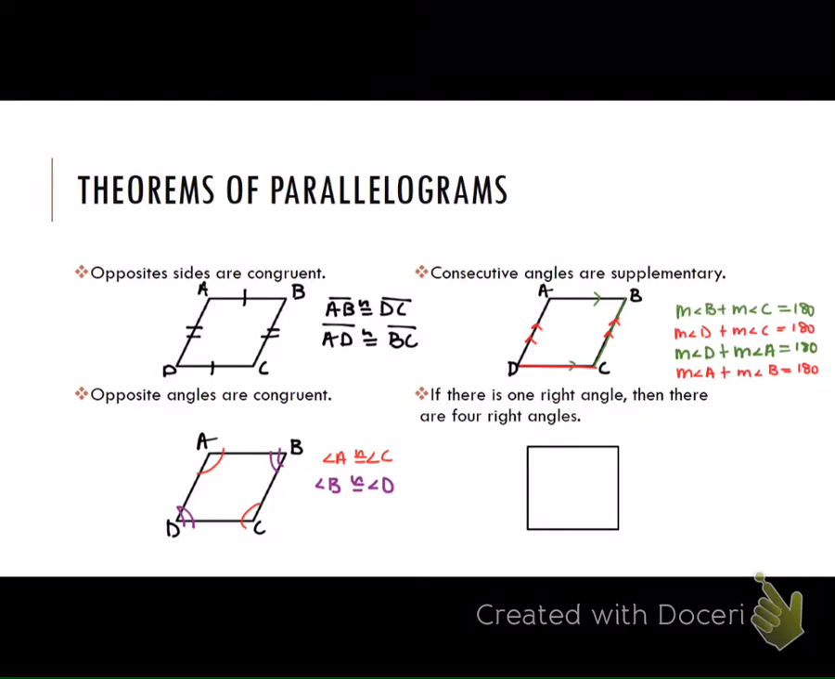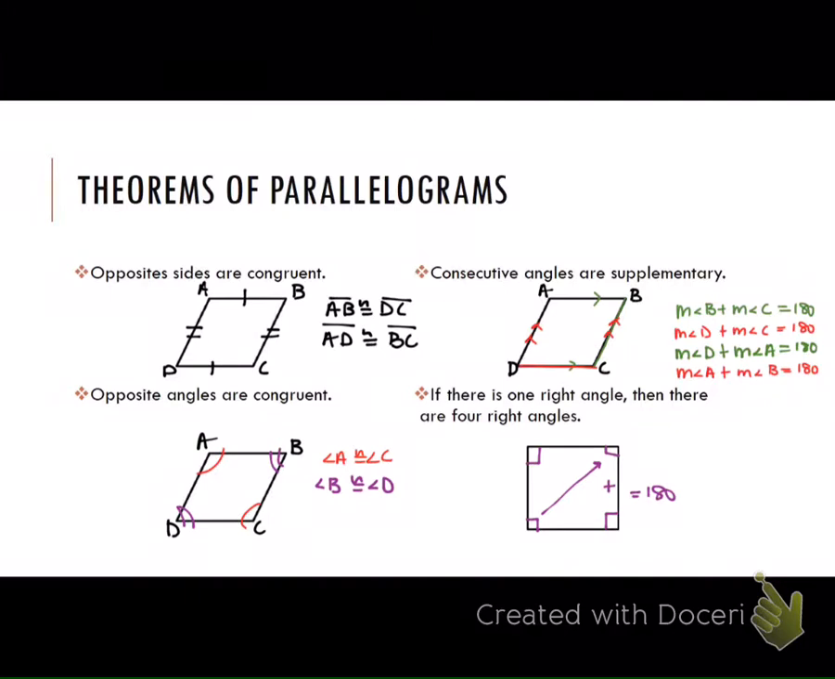Finally, if there is one right angle, all of the angles are 90 degrees because opposite angles are congruent, which would force that to be 90 degrees, and consecutive angles add to 180, which forces those to be 90 degrees. So that's why.